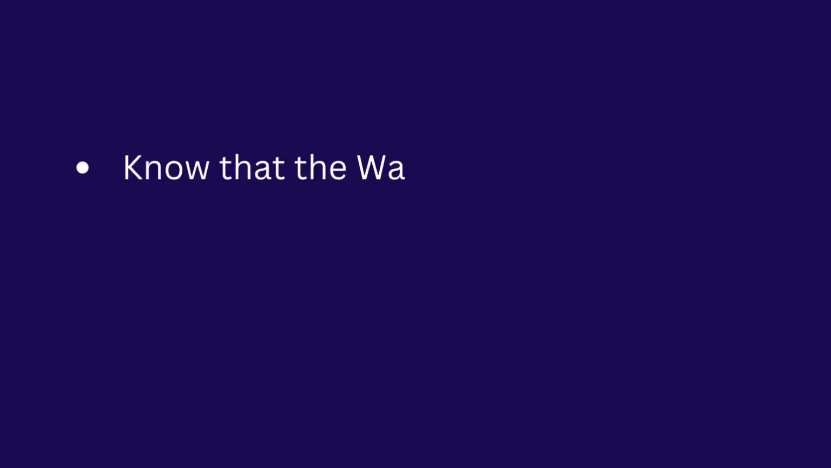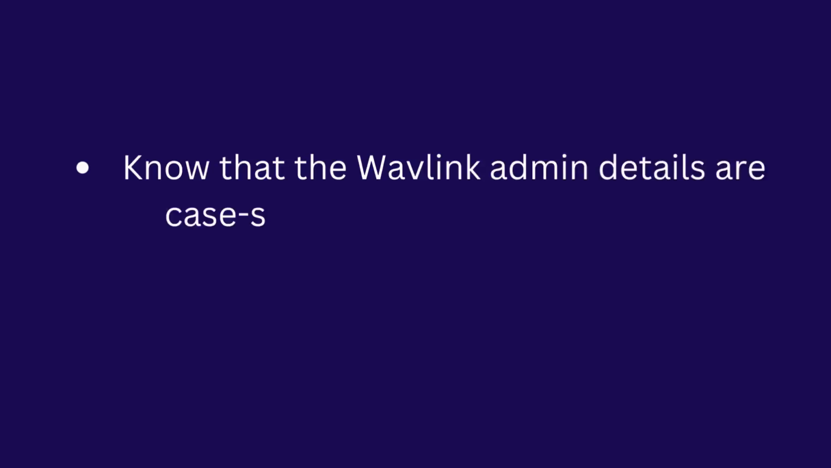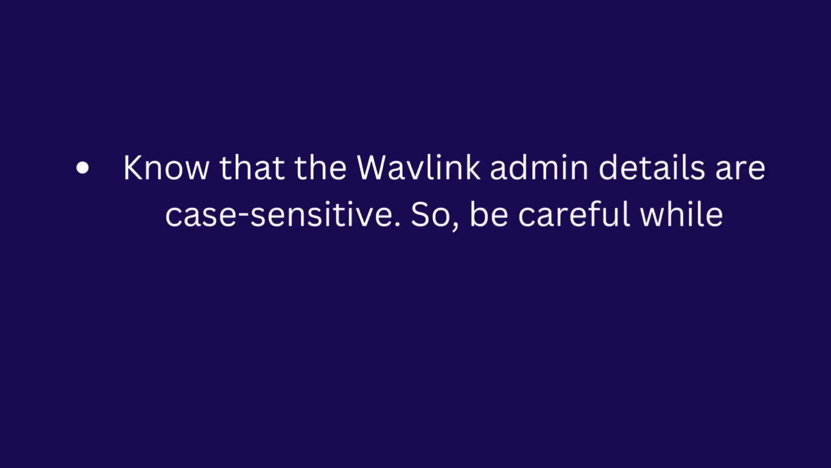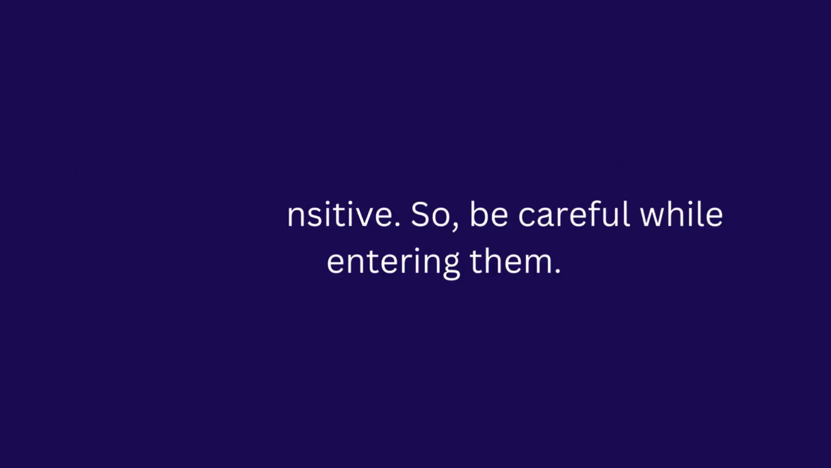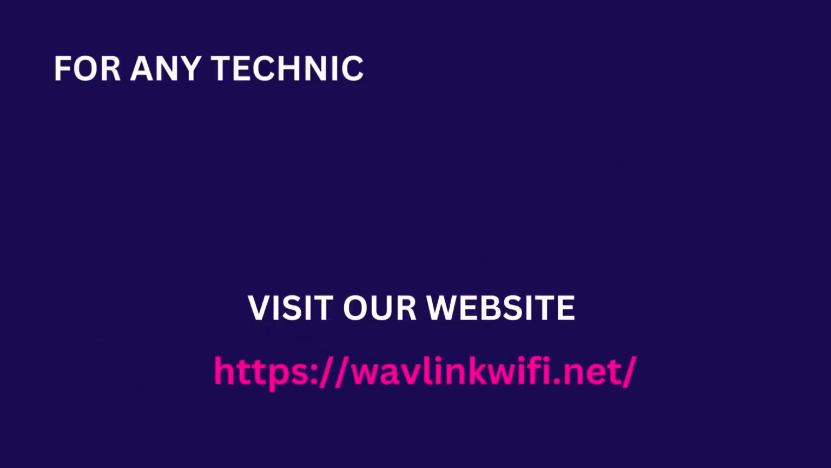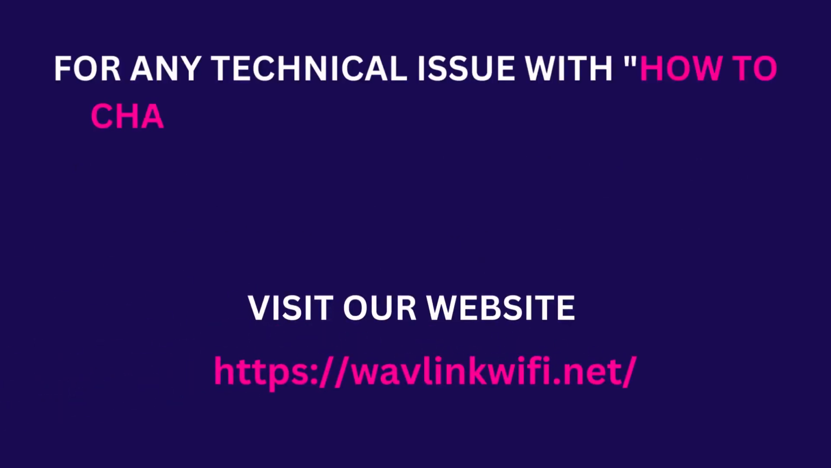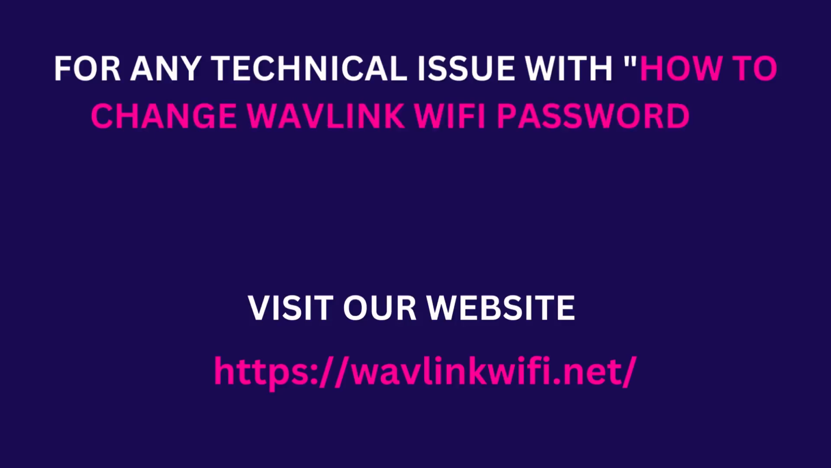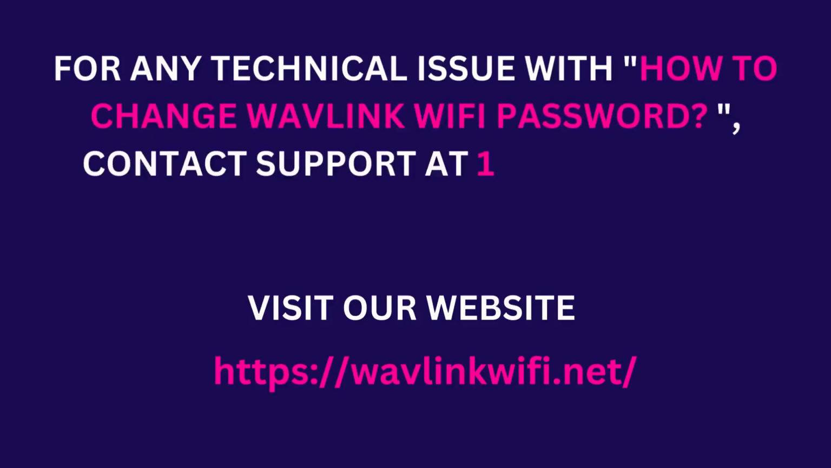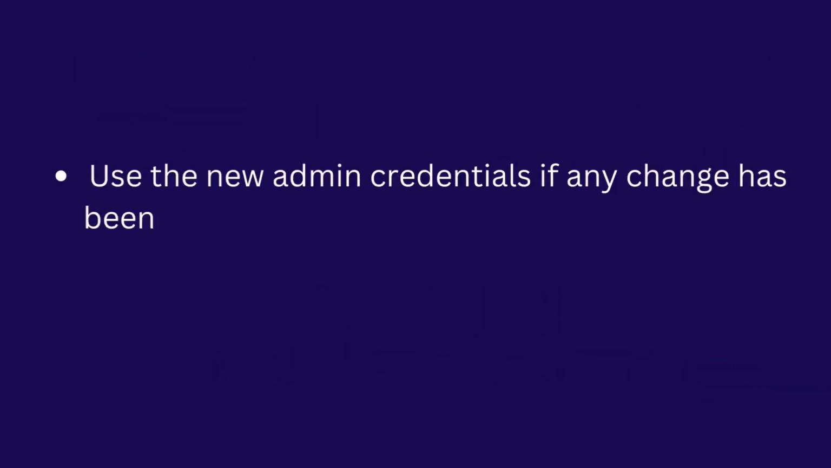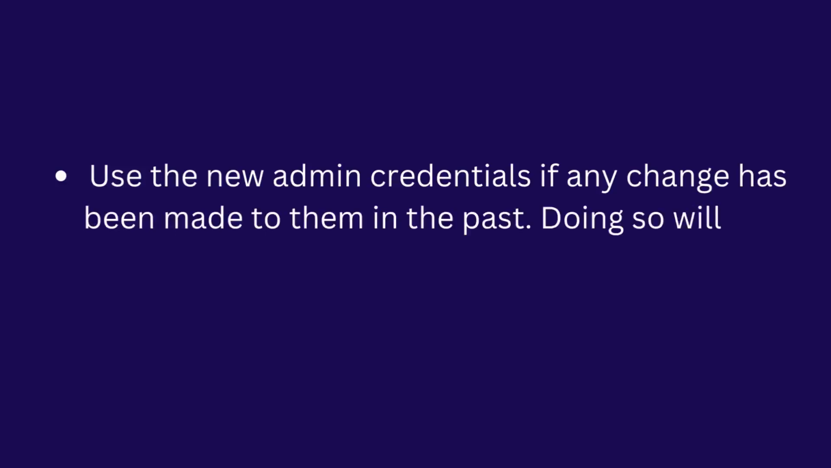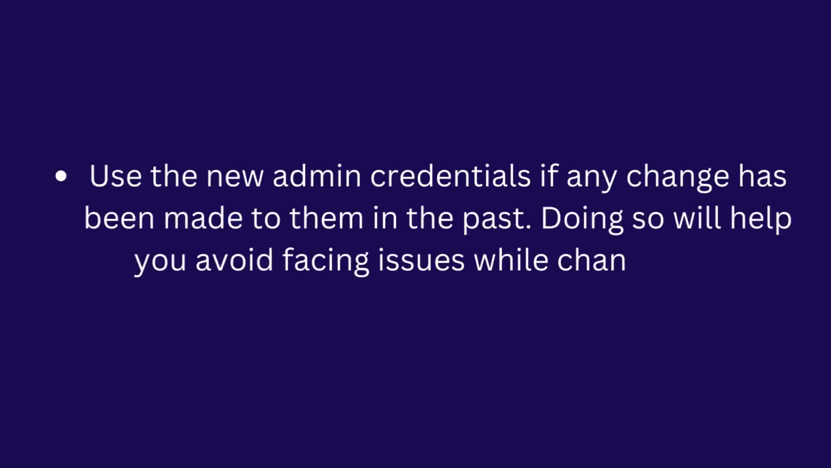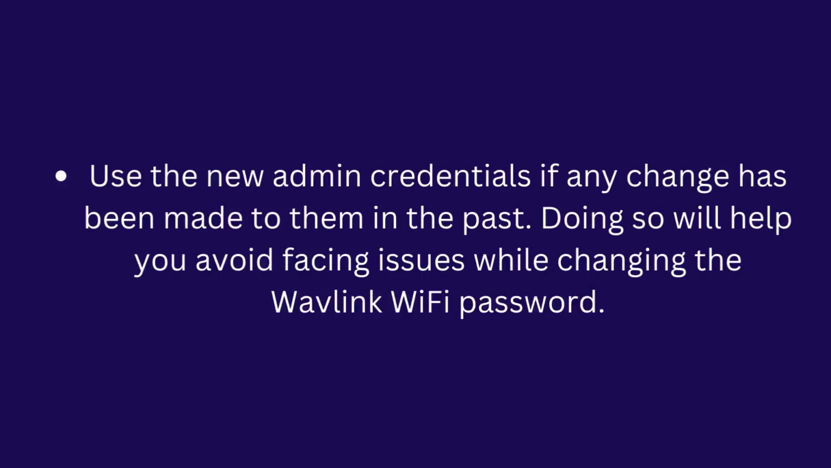Know that the Wavlink admin details are case sensitive, so be careful while entering them. For any technical issue with how to change Wavlink Wi-Fi password, contact support at 1-833-933-7468. Use the new admin credentials if any change has been made to them in the past. Doing so will help you avoid facing issues while changing the Wavlink Wi-Fi password.